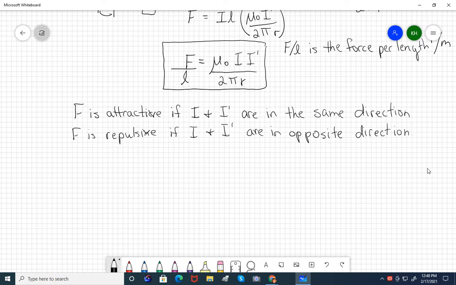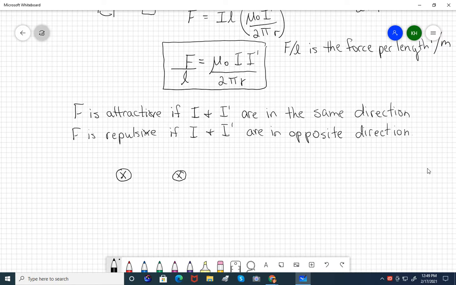One other thing I want to talk about is let's look at what the magnetic fields look like. Suppose that we have two wires and the current's into the board. So there's two parallel wires. They're both directed into the board. They're separated by this distance r. What do the magnetic fields look like?